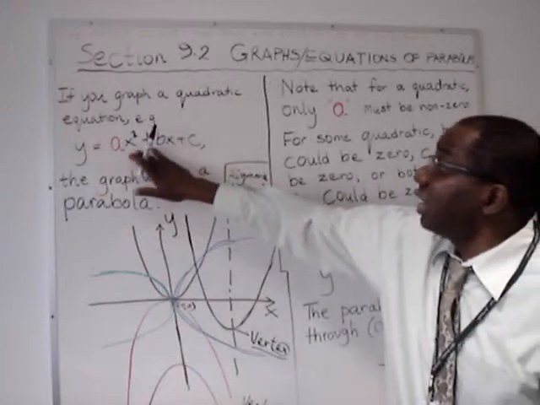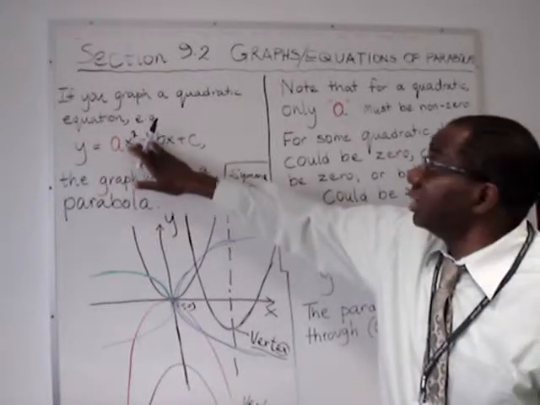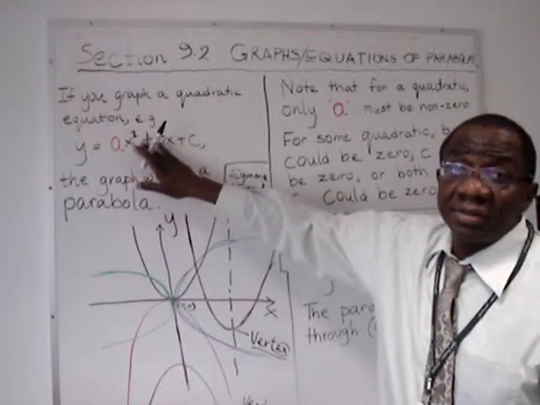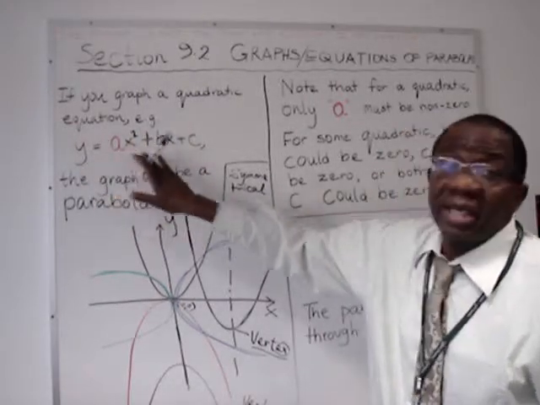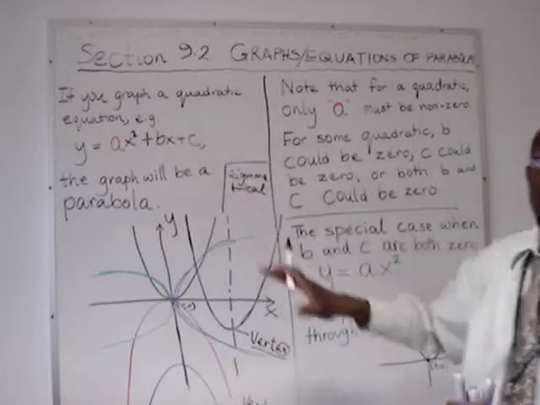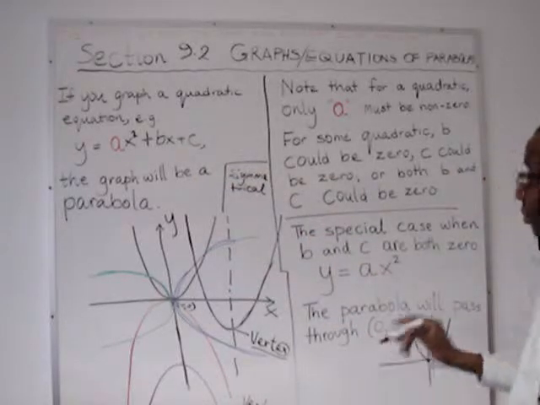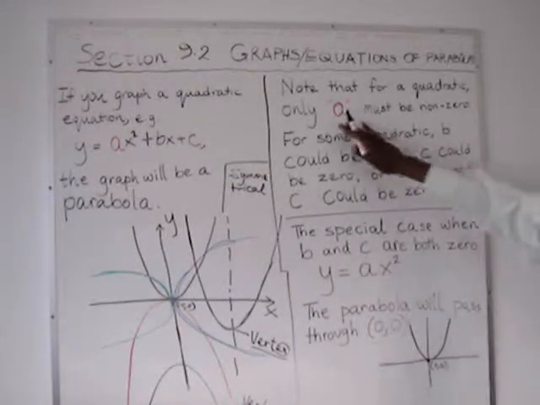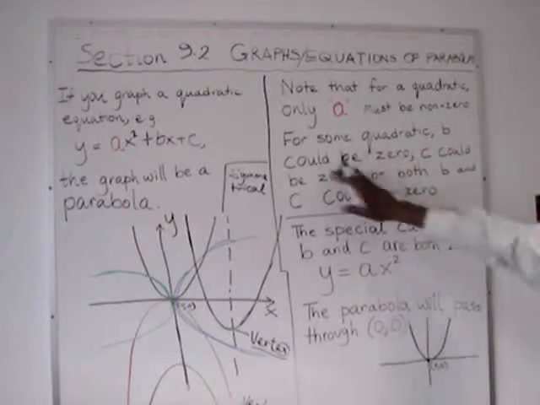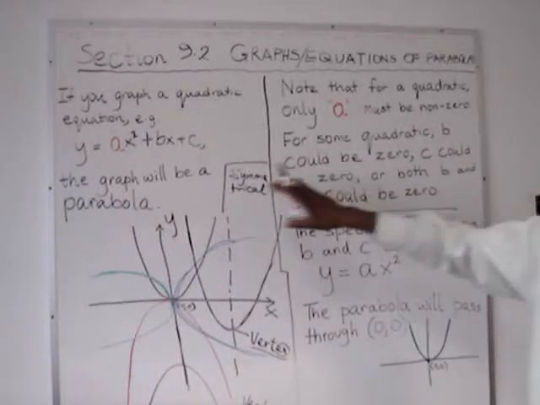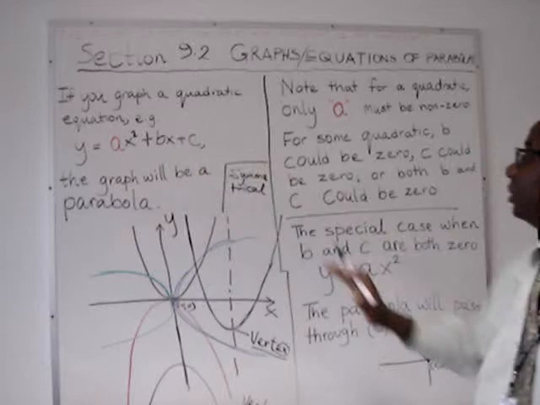So the only term you have is the term that has the second order. So it will just be y equals ax squared. So you can have all those. So only a cannot be 0. All the other terms can be 0, okay? b could be 0, c could be 0.